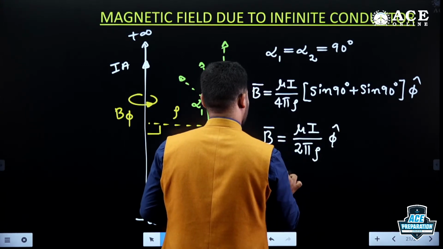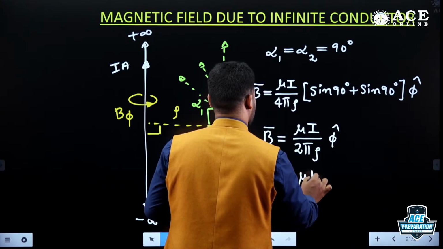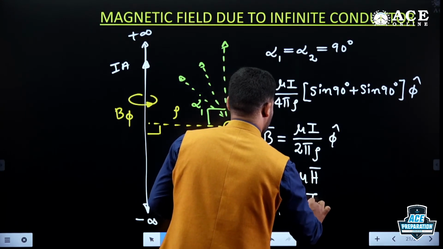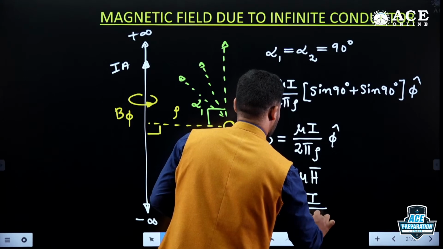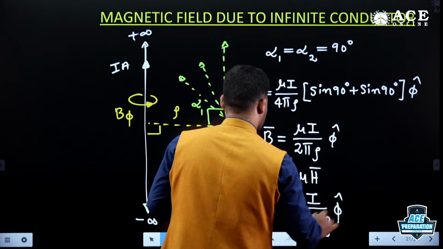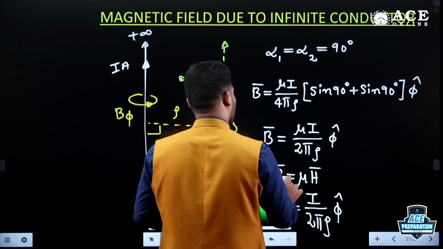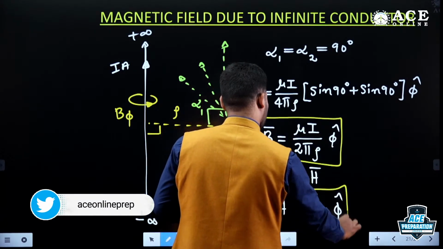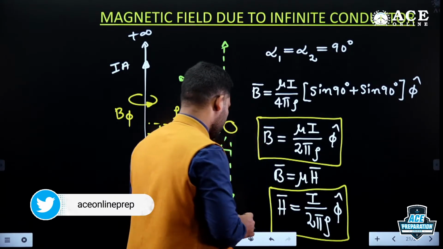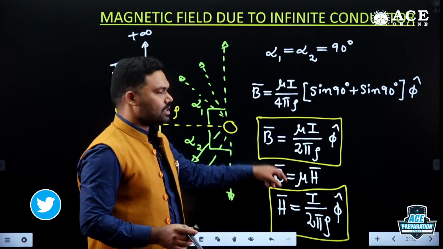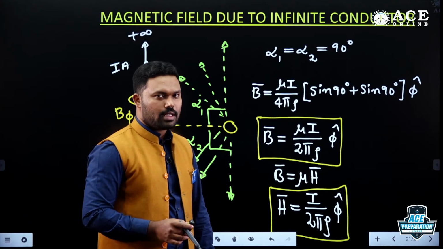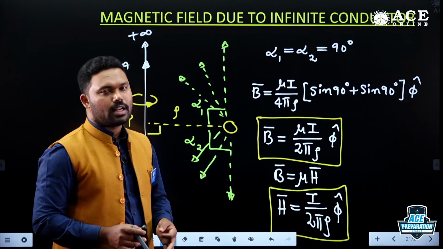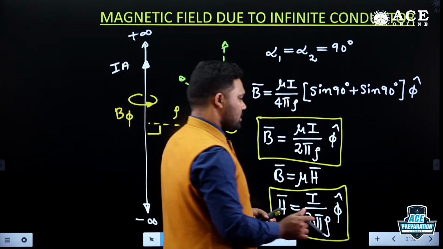And if you want to get the H vector, we know that B is equal to mu into H. So H is equal to I by 2 pi rho into phi cap. So the infinite length formula is obtained from the finite length formula by doing a small modification. These are the formulas that need to be remembered. Clear? Now let us see, based on this concept, how confidently we can address the questions. Let us take some questions here.